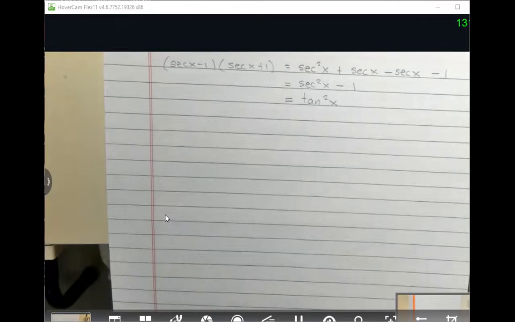Anything else WebWork-ish? I've got one here. Sine of x plus cosine squared of x divided by sine of x. If you enter those answers, which answers? For number 12. Yeah, there's many ways you can do these. You can go from cotangent to 1 over tangent.